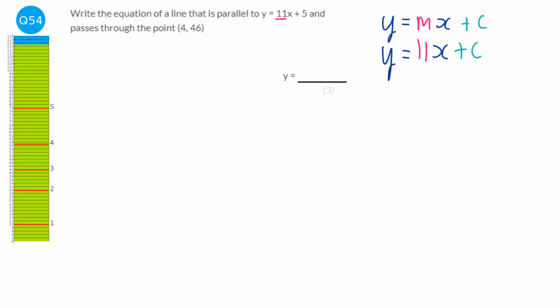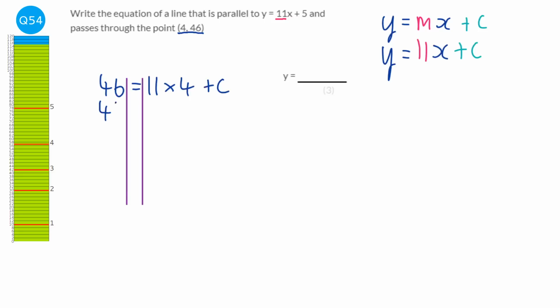So all we need to do now is find out what that plus c is. And what we're going to do is substitute in the values of x and y for the coordinate we're given on the line. So it's going to be 46 equals 11 times 4 plus c. And we just need to solve this. So first thing I'm going to do is just times the 11 and the 4 together to make 44. And then I'm just going to take away the 44 from both sides. So we get 2 equals c, or c equals 2.